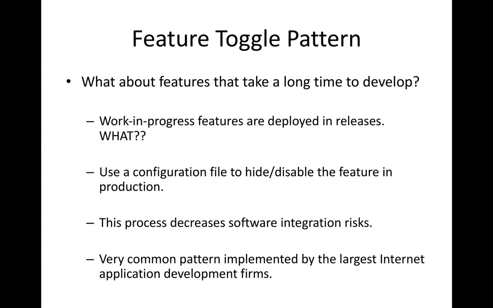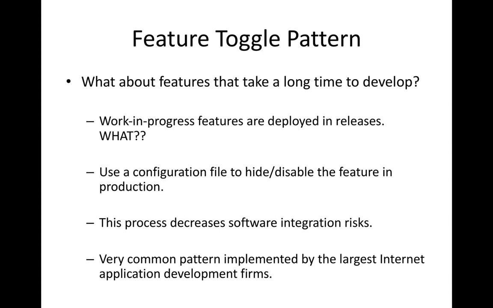Well, that's a great question. And the answer to this is that software developers do in fact check in code for features that are unfinished into their mainline branch. And oftentimes those unfinished features are released into production. And this seems a little odd at first, but there's a pattern that has developed that allows us to do this successfully, and that's called the feature toggle pattern.